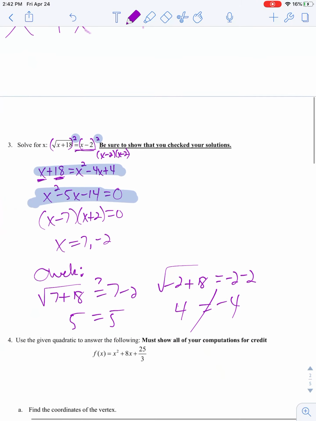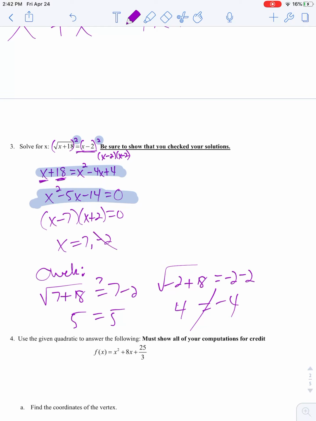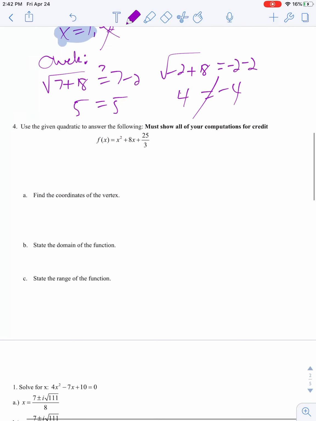That is not true. So remember, you have to come over and cross out that -2. Don't just ignore the -2 and not write it. You have to write it and then cross it out. So remember that. Keep that in the back of your mind.